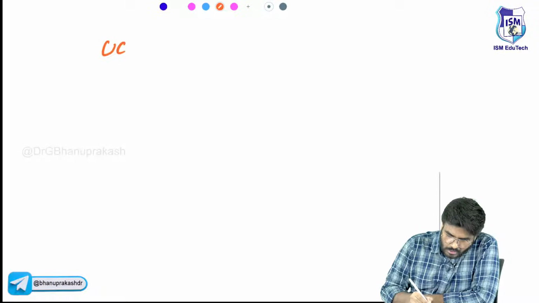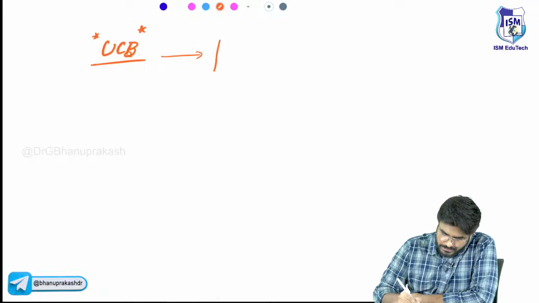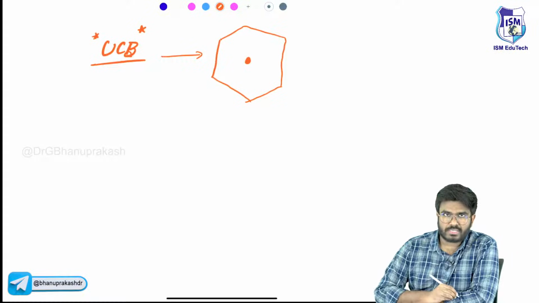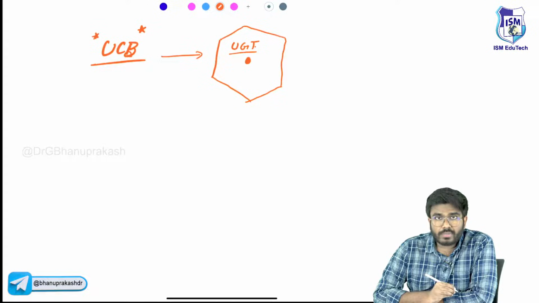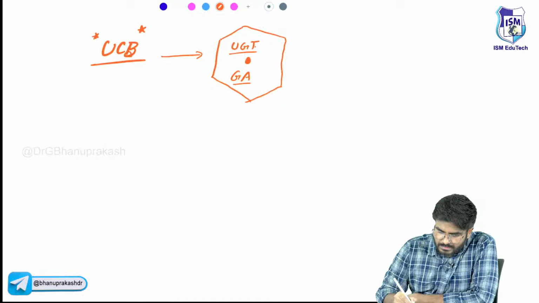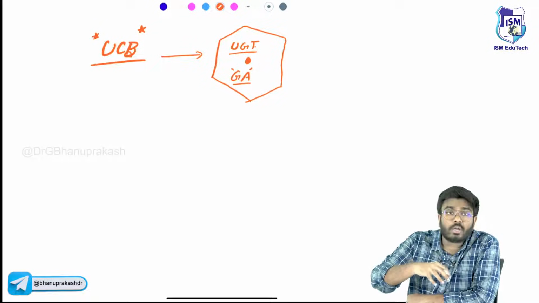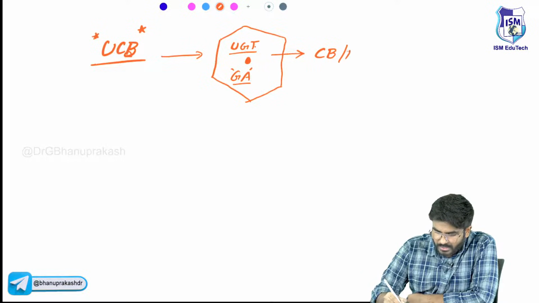Now this unconjugated bilirubin, which is there in the blood, will be sent to the hepatocytes. Here is a hepatocyte. In the hepatocyte, there is an enzyme present called UDP glucuronyl transferase, UGT. What it will do is add glucuronic acid to the unconjugated bilirubin. Upon adding this glucuronic acid, the unconjugated bilirubin will become conjugated bilirubin, also called direct bilirubin.